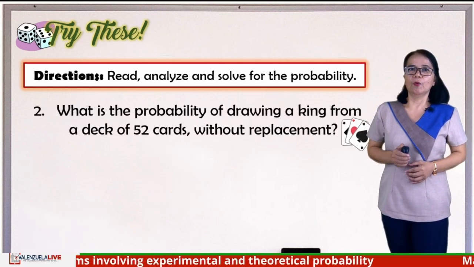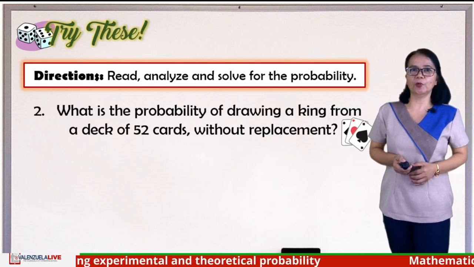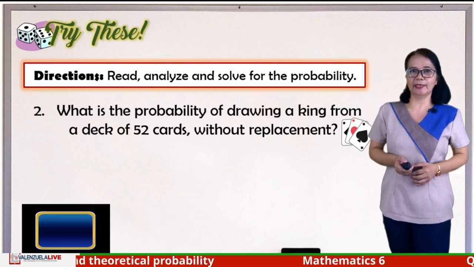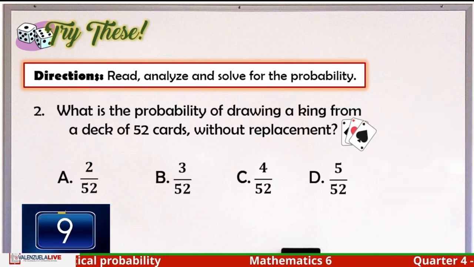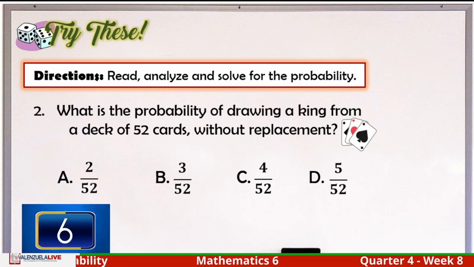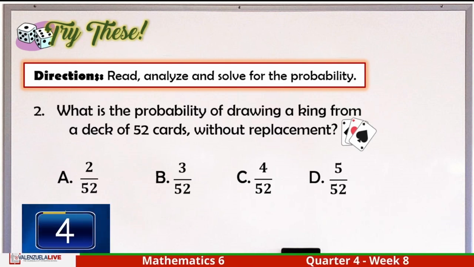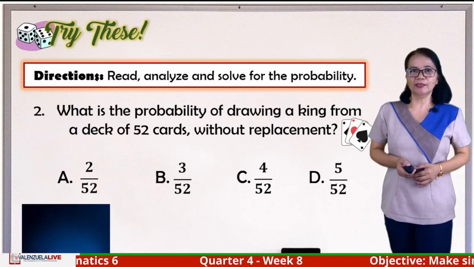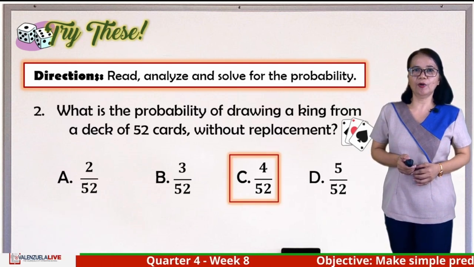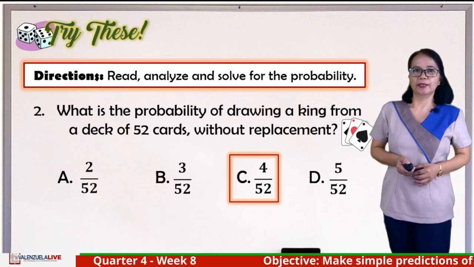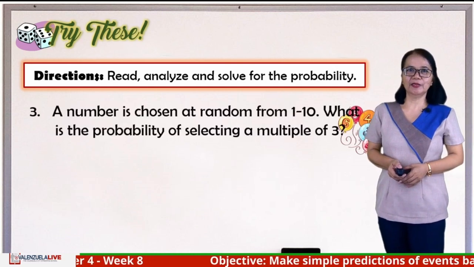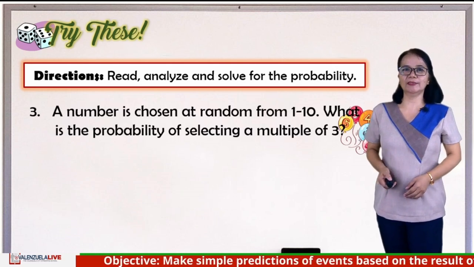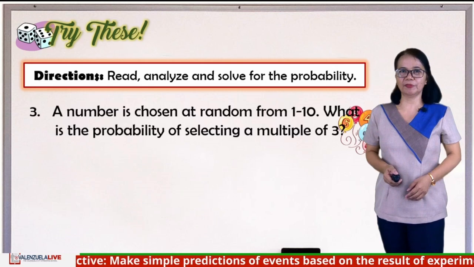Number 2, what is the probability of drawing a king from a deck of 52 cards without replacement? The correct answer is letter C, 4 over 52. For number 3, a number is chosen at random from 1 to 10. What is the probability of selecting a multiple of 3?